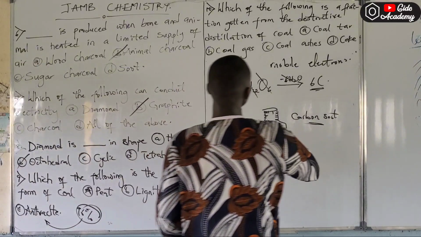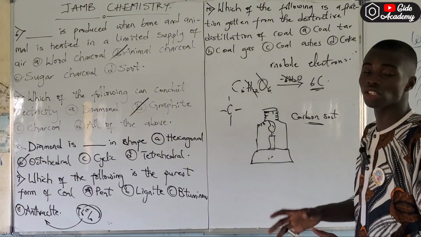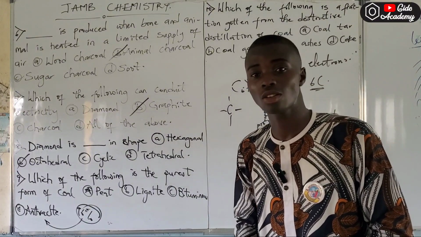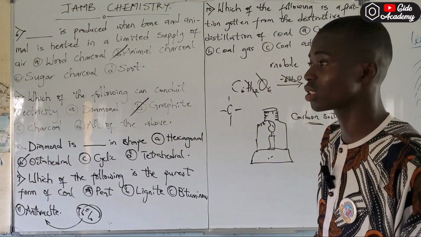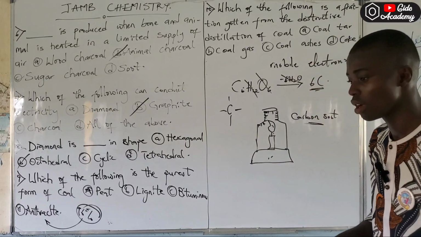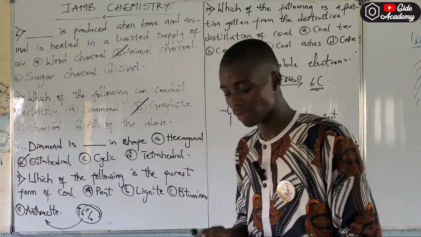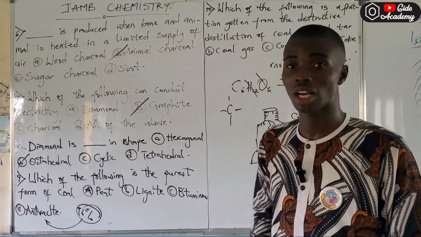Number 10, which of the following is a fraction gotten from the destructive distillation of coal? In the destructive distillation of coal, there are some fractions that we get from it. We have coal tar, coal gas, ammoniacal liquor, and coke. So these are the four fractions: coke, coal tar, coal gas, and ammoniacal liquor.